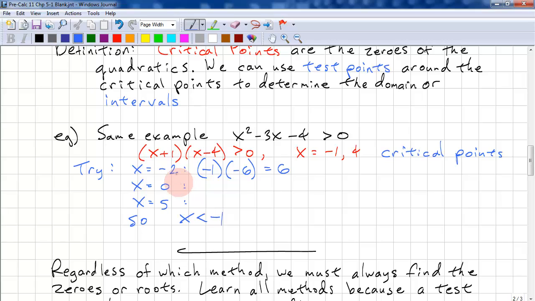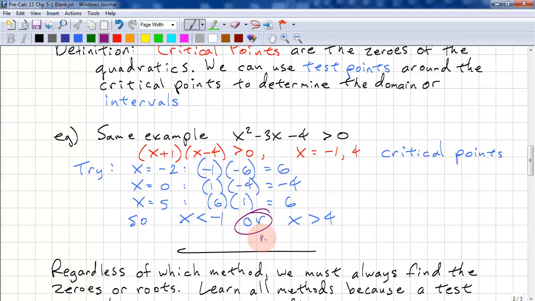Let's try the test point 0. Here we have 0 plus 1, so that's 1. And 0 minus 4, that's -4. It's negative. This is the y value. This means the interval between -1 and 4 is negative, and it's not part of our solution. Now, x equals 5 is another test point. 5 plus 1 is 6. And 5 minus 4 is 1. So this is 6. So the interval from 4 to infinity must be part of our solution. So x is greater than 4.